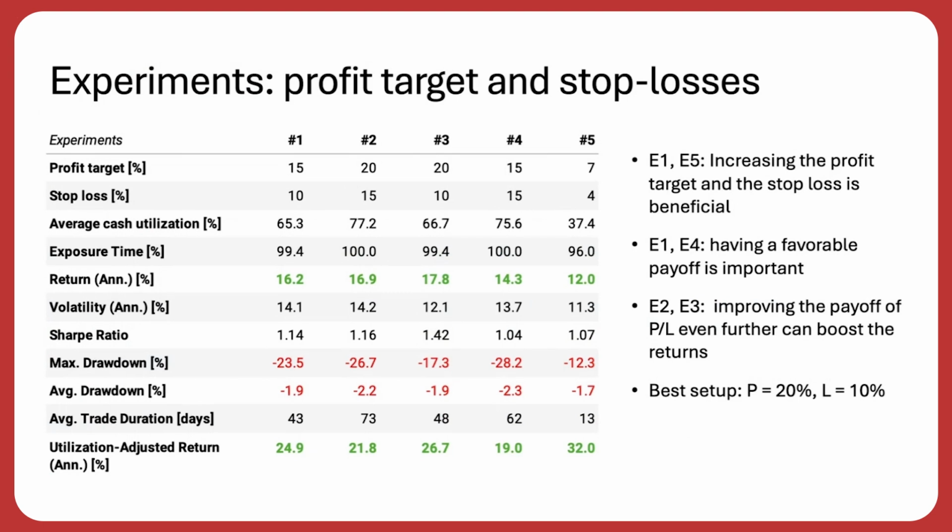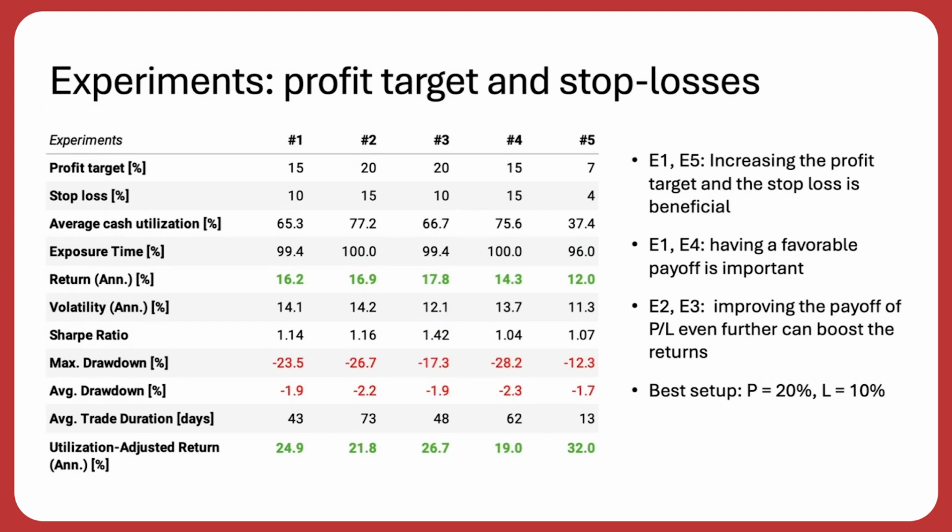After that, I tried a second set of experiments playing with the profit target, which is the first line of the table, and the stop loss, which is the second line of the table. So here we can draw a lot of conclusions. When we look at experiment number 1 and experiment number 5, we see that when we increase the profit target and the stop loss, we get better results.